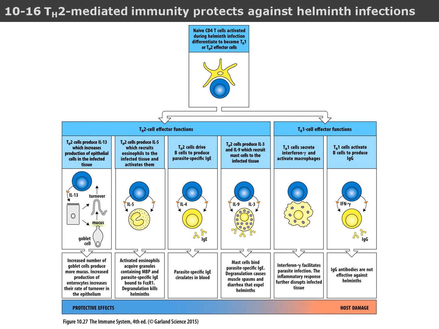In the context of helminth infections, a Th2 dominant immune response is critical for protective immunity with minimal host damage. In contrast, a Th1 dominant response may fail to eliminate the parasite and result in significant inflammation and tissue injury.